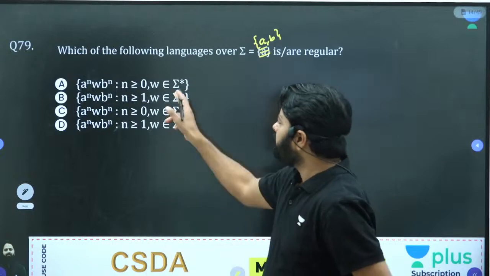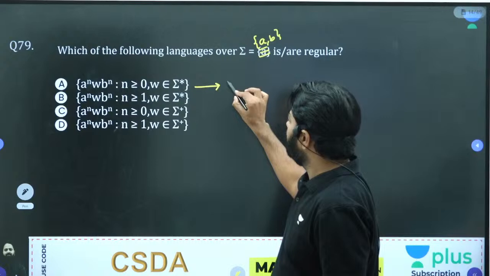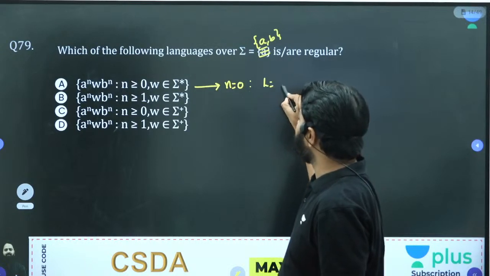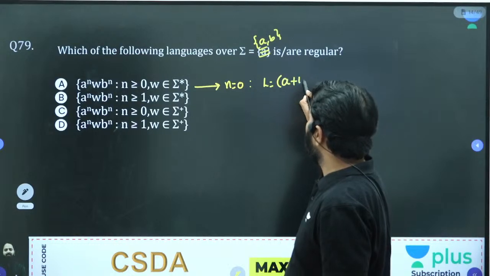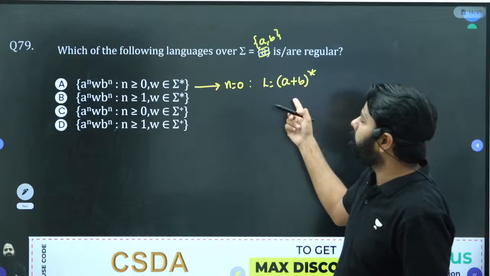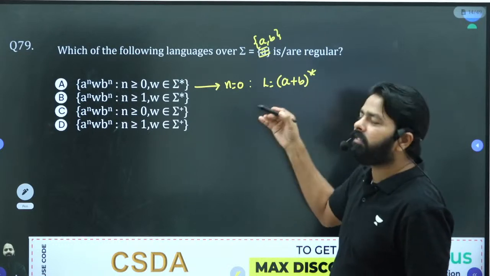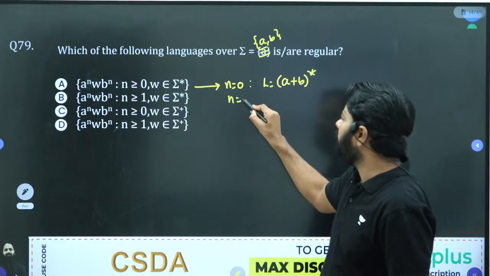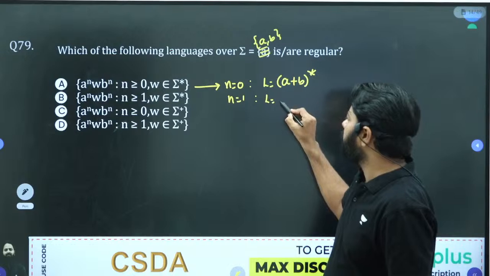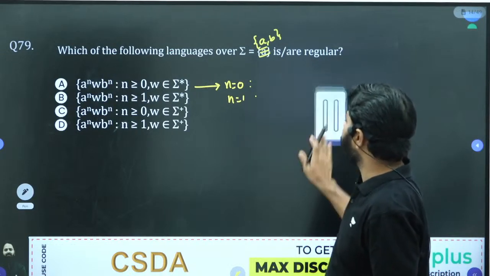Look at this. You can put n equal to 0. When you put n equal to 0, you will get the whole language, which is just (A plus B) whole star. Now, whatever you put for n equal to 1, 2, 3, 4, the strings are already covered by this. Then this dominates every other n. Just take the expression first.